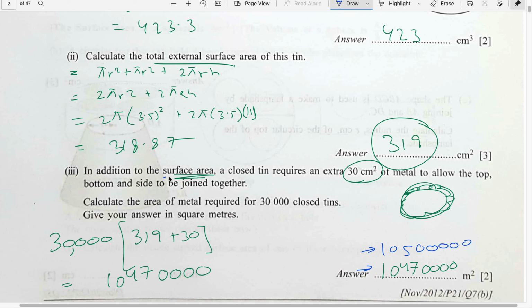In addition to the surface area, a closed tin requires 30 centimeters square of extra metal to allow the top and bottom to join together. So one can is actually 319 plus 30, which is 349. This is the metal required to make one can. So calculate the area of metal required for 30,000 closed tins. 30,000 into 349.